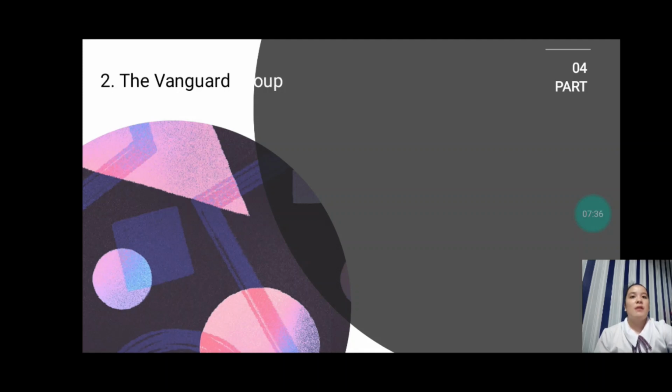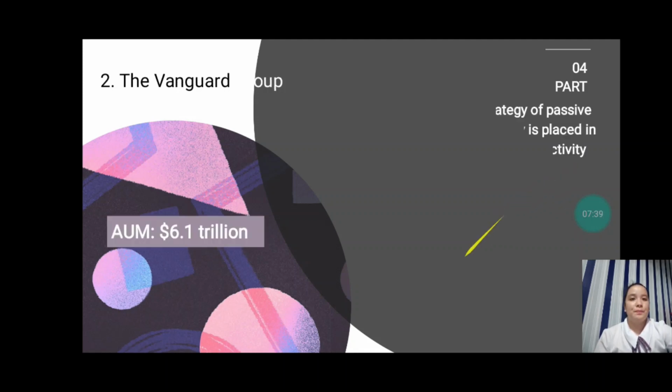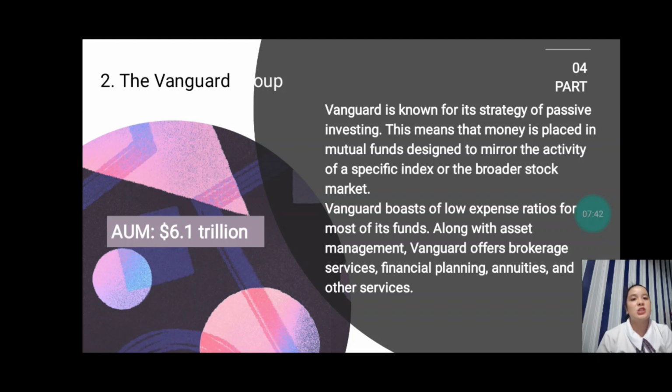Second is the Vanguard Group. It has $6.1 trillion. Vanguard is known for its strategy of passive investing. This means that money is placed in mutual funds designed to mirror the activity of a specific index or the broader stock market. Vanguard boasts a low expense ratio for most of its funds. Along with asset management, Vanguard offers brokerage services, financial planning, annuities, and other services.